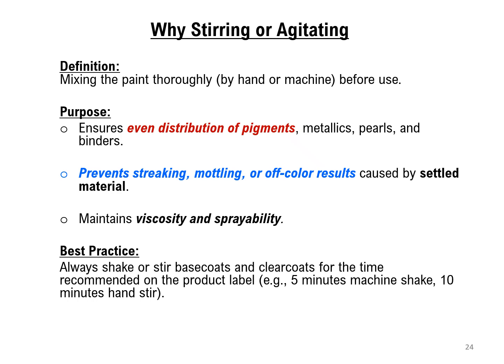Why stirring or agitating the paint is necessary. That is, mixing the paint thoroughly by hand or machine before use. The purpose of stirring or agitating the paint is to ensure even distribution of pigments, metallics, pearls, or binders. It prevents streaking, mottling, or off-color results caused by settled material.